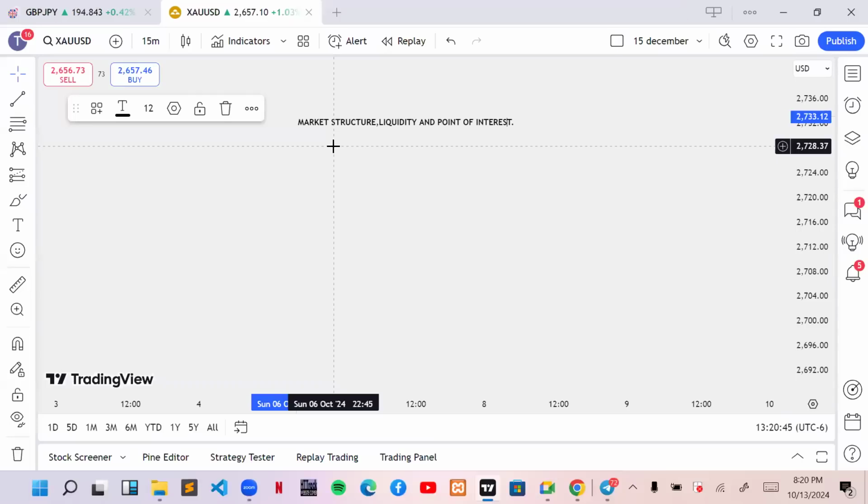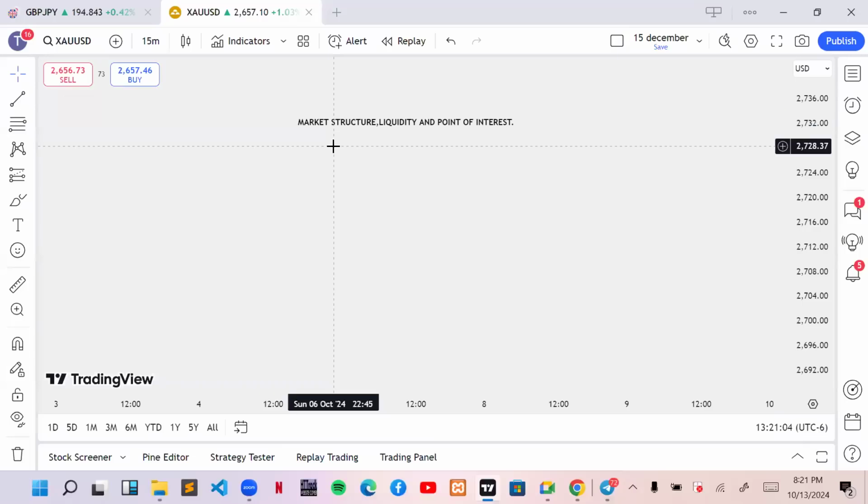I will take one point of interest in this class. That is order blocks. Then in the next class, I will take breaker blocks and order blocks, differentiating between the two of them, knowing when to use the order block and knowing when to use the breaker block.